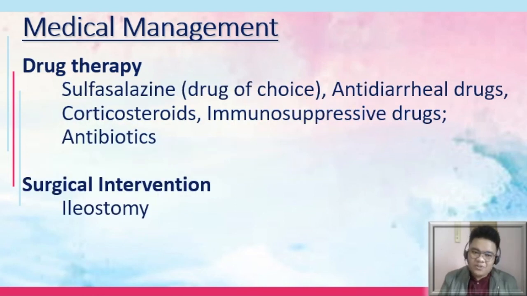For the management of your ulcerative colitis, sulfasalazine is actually an antibiotic, which is the drug of choice for ulcerative colitis. Then we have your anti-diarrheal drugs, your corticosteroids, and then your immunosuppressive drugs. As I have mentioned, there is an inflammatory component in ulcerative colitis. So to halt the inflammatory processes, we are giving immunosuppressants. Steroids are also immunosuppressants or anti-inflammatory drugs for that matter. Then we have other kinds of antibiotics.